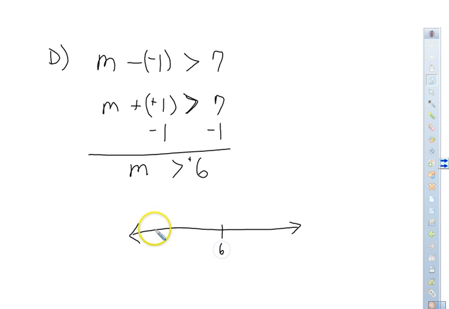So m is greater than 6. Here's my 6, here's my 0. It does not include the 6, so we draw an open circle, and then our line saying that it is larger than 6, but not including the 6, will make the sentence true.